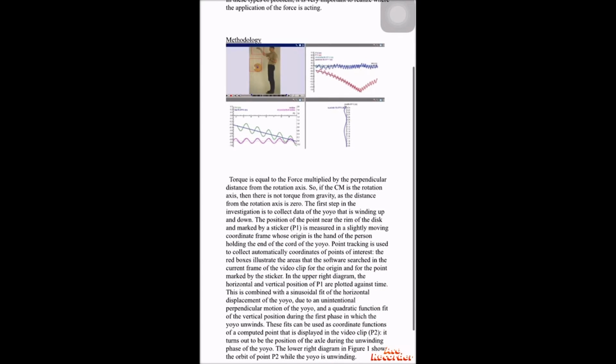And for the methodology, first we have to know that torque is equal to the force multiplied by the perpendicular distance from the rotation axis. So if the CM is the rotation axis, then there is no torque from gravity as the distance from the rotation axis is 0. So the first step in the investigation is to collect data of the yo-yo that is winding up and down. The position of the point near the rim of the disc, marked by a sticker P1, is measured in a slightly moving coordinate frame whose origin is the hand of the person holding the end of the cord of the yo-yo.